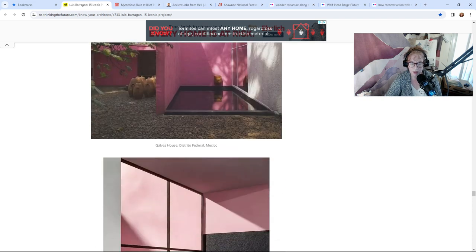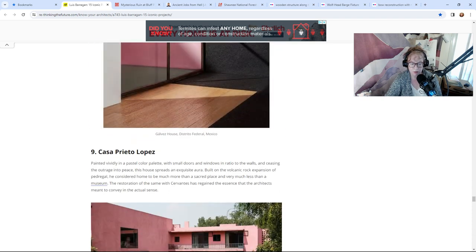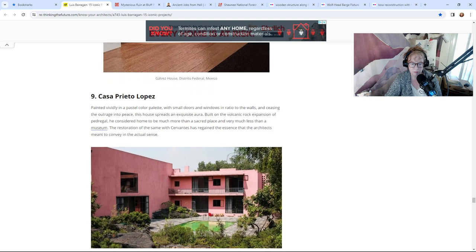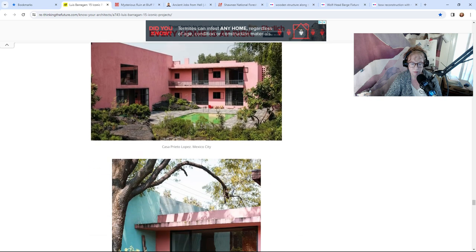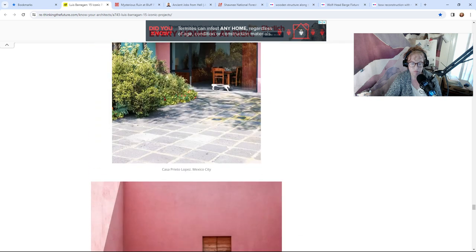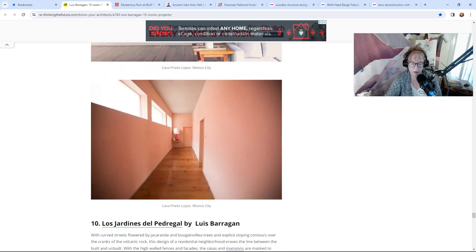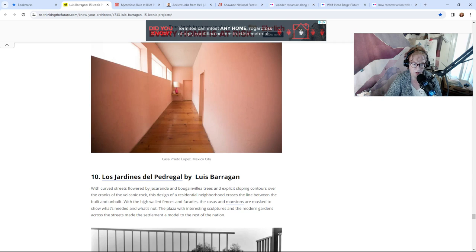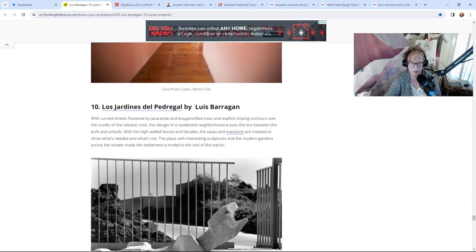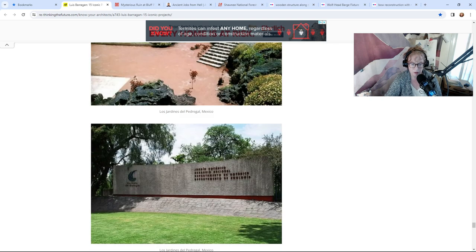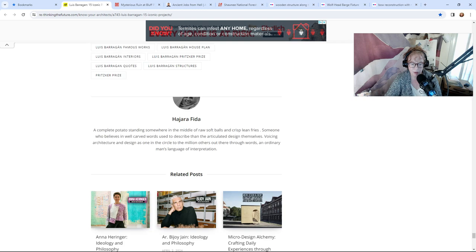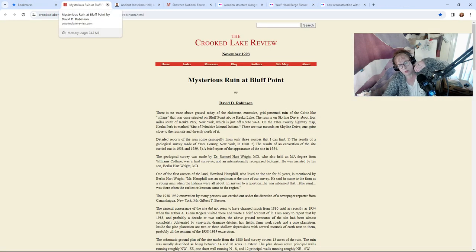I guess he likes the color pink. A lot of his stuff is very pink. Very pink. I do like the color pink, but I don't know if I like that whole place being pink. This is a garden. And I think that's it. Yeah. Okay. Come with me. We're moving on.